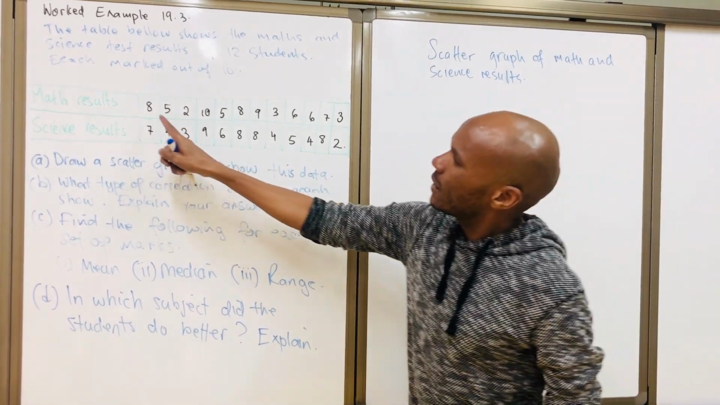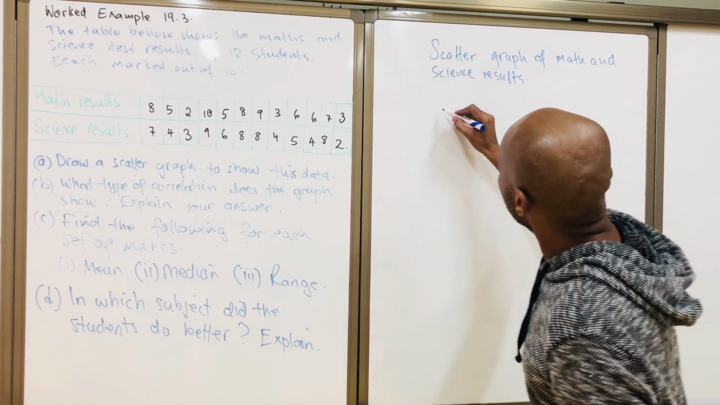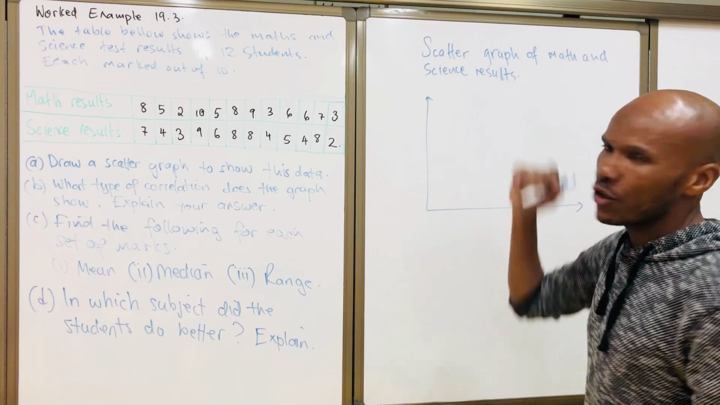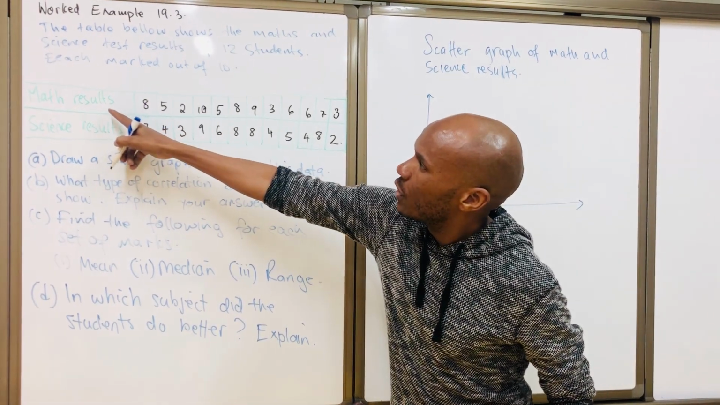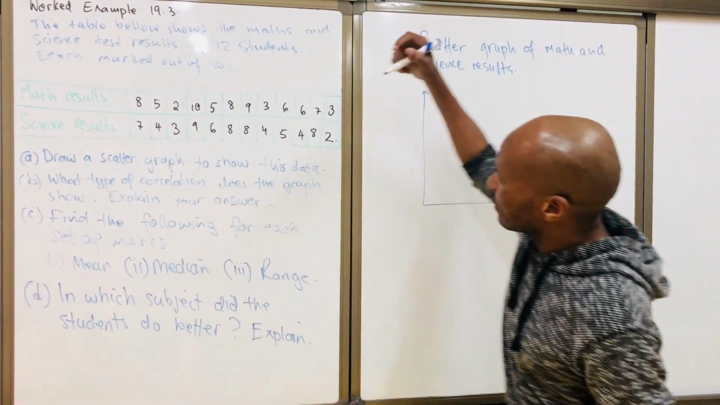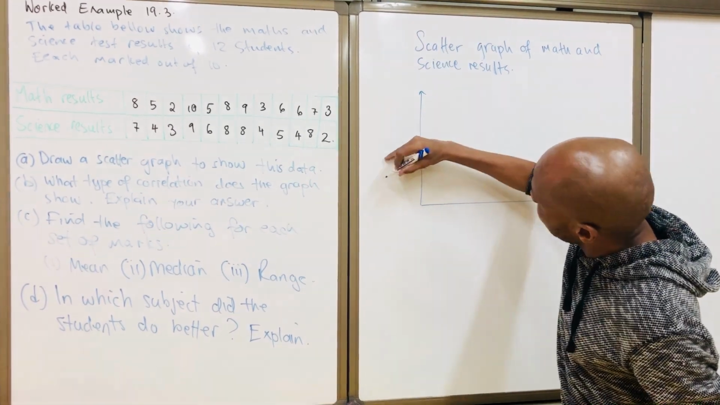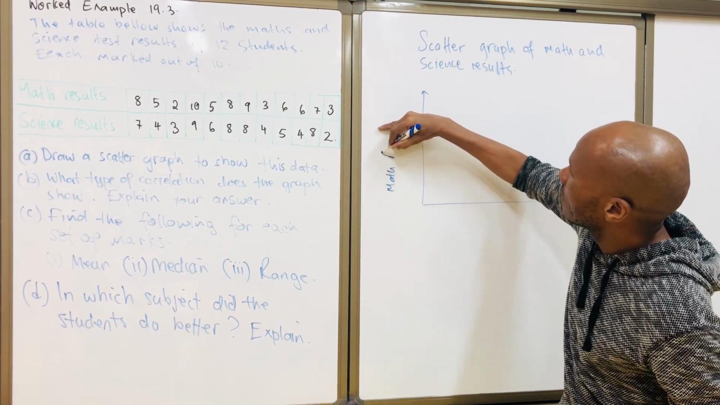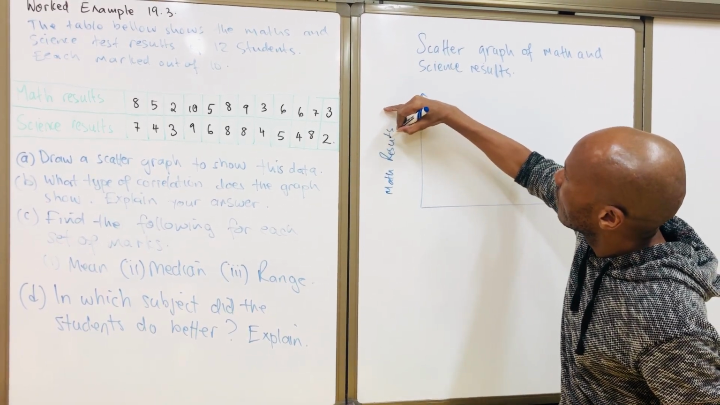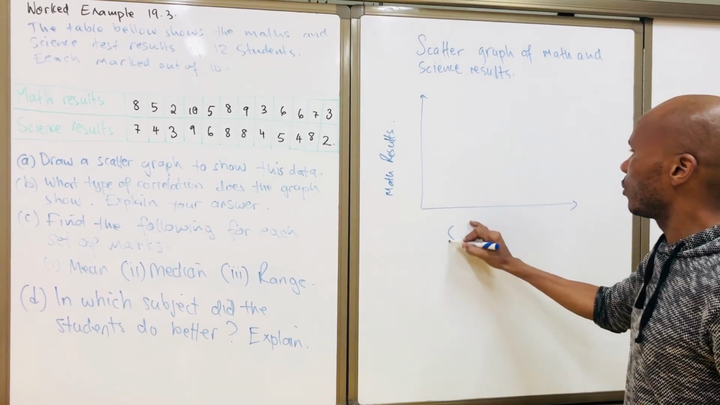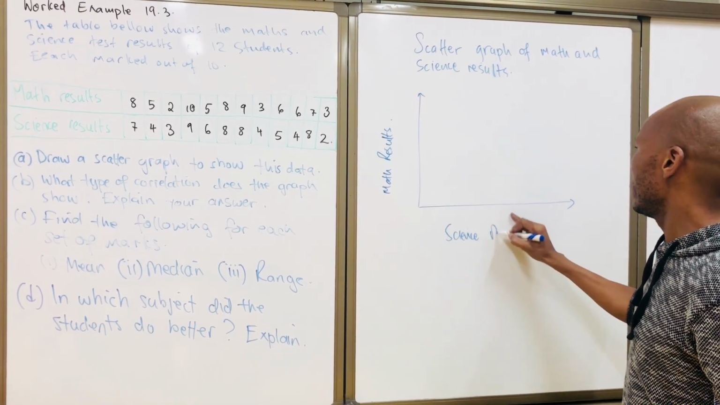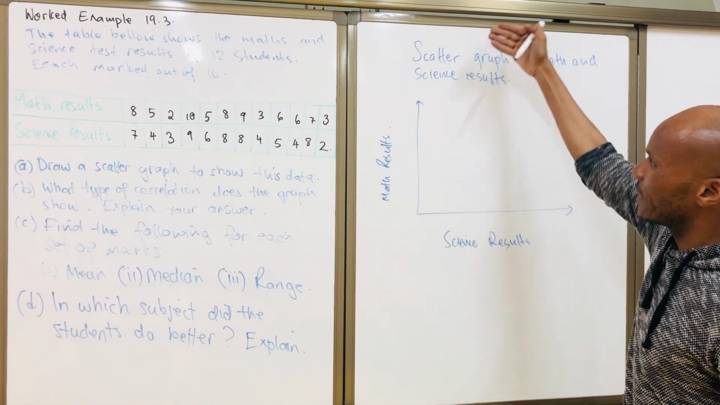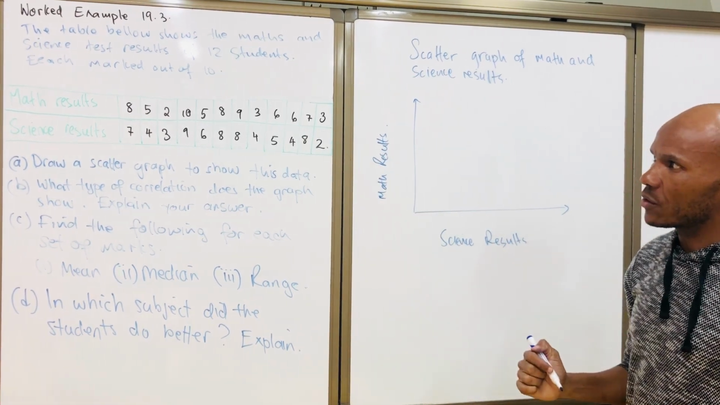Number two, what scale are you going to use? You know that you're going to have your x-axis and your y-axis. So here you are going to put your math results. And then here we're going to put science results. These are very important, the heading and label your axis also.